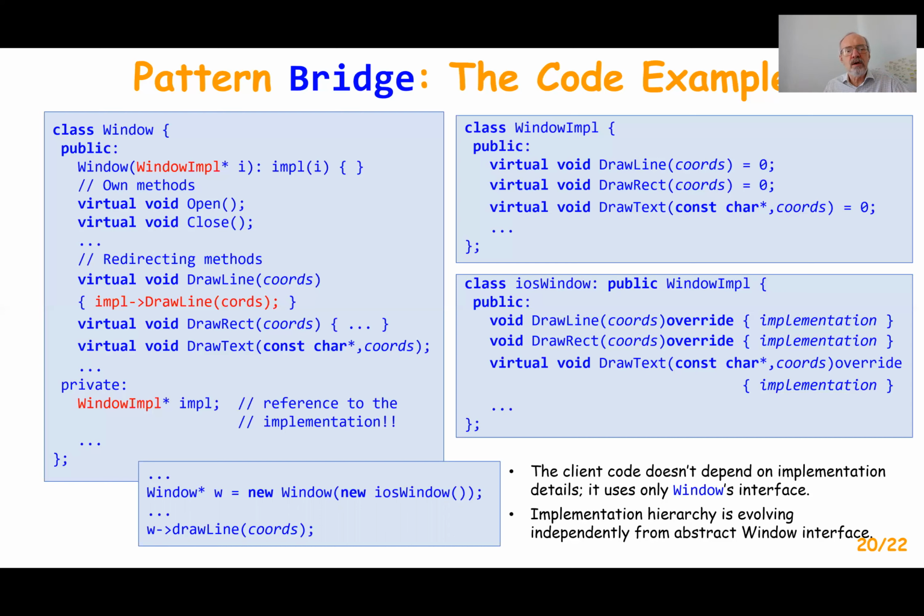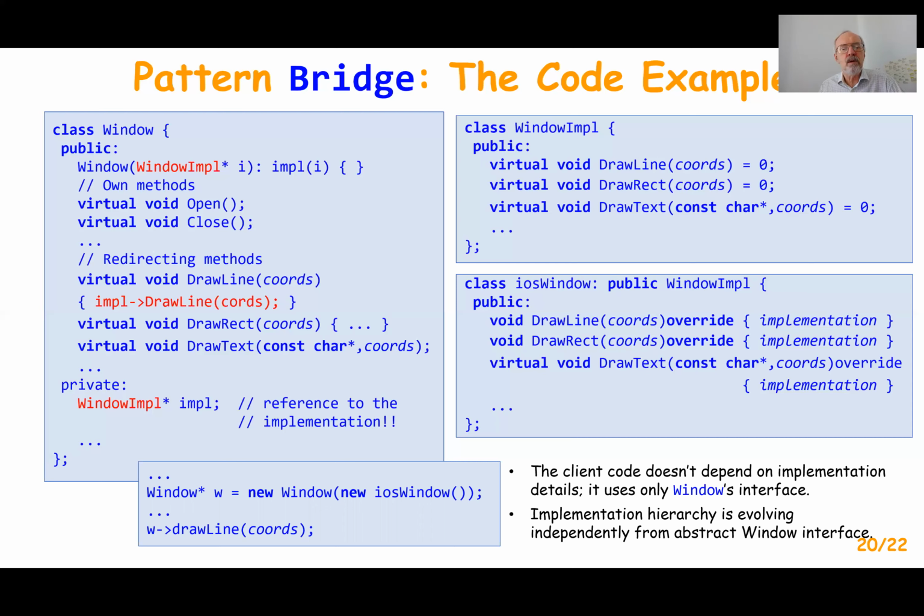The rest of the code, only one call is shown here because of the lack of room, doesn't depend on a particular implementation because we use only things declared in the window class.